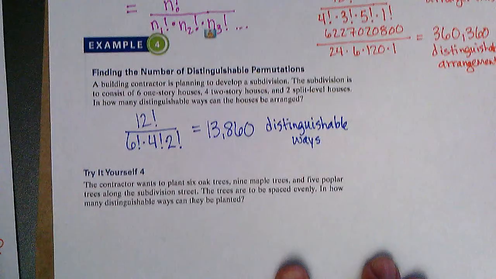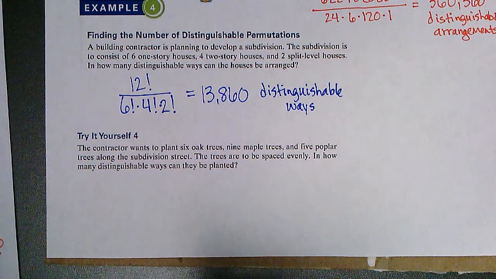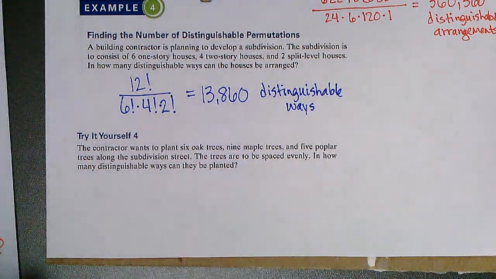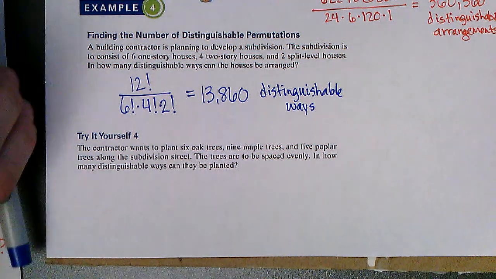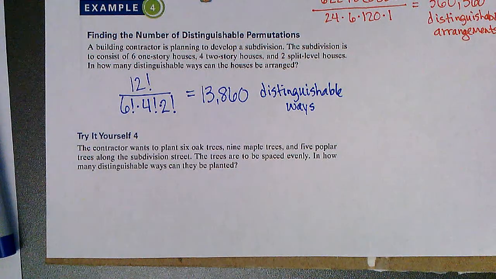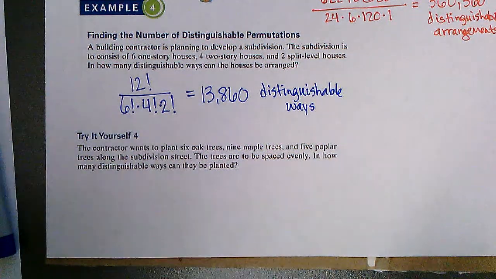Now the contractor wants to plant 6 oak trees, 9 maple trees, and 5 poplar trees along the subdivision street. The trees are to be spaced evenly. In how many distinguishable ways can they be planted? So what I want you to do is try that problem. And I'll put something in front of the camera so you can't see what I'm writing, and then we'll compare our work.